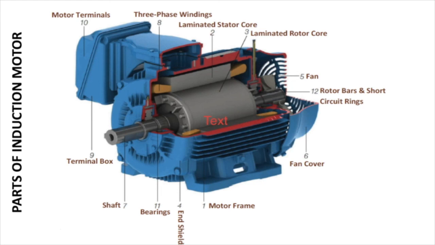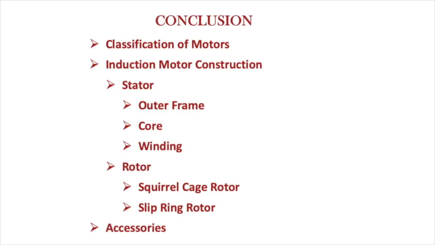By seeing this figure. Today we have discussed the classification of motors, broadly classified as AC and DC motors. Then the induction motor construction, which consists of stator and rotor. In the stator we discussed the function of the frame, core and winding, and the rotor will be either a squirrel cage rotor or a slip ring rotor. Depending on the application we select the type of rotor, and the different accessories of the induction motor.